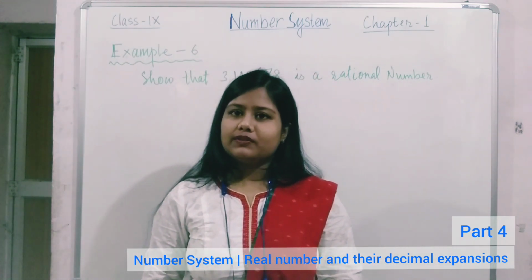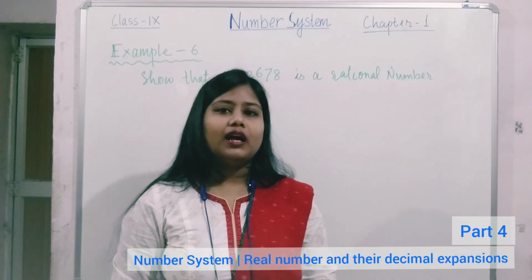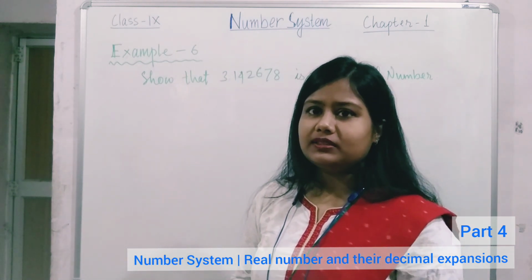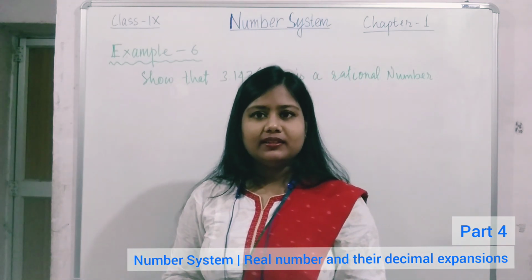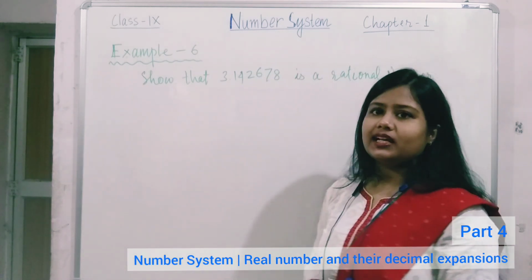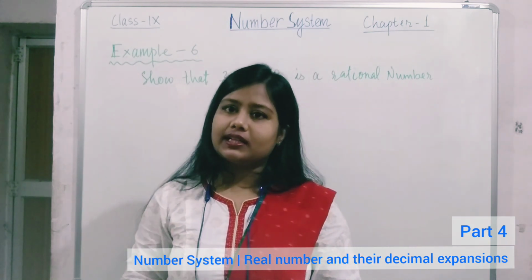Here we will be solving some of the examples based on real numbers and their decimal expansion. I am going to solve example 6 of this chapter. Now the question has been given: show that 3.142678 is a rational number. We need to show that this decimal number is a rational number.